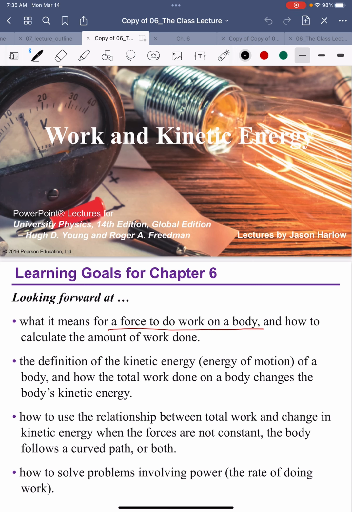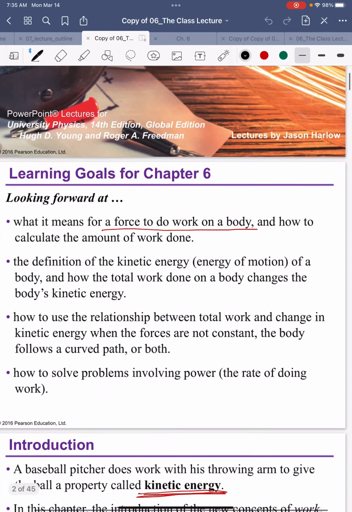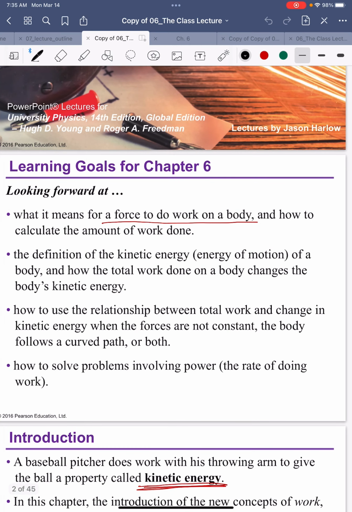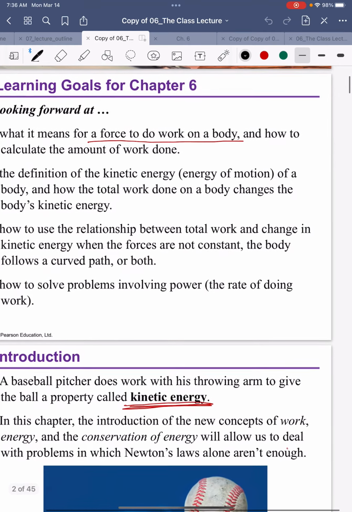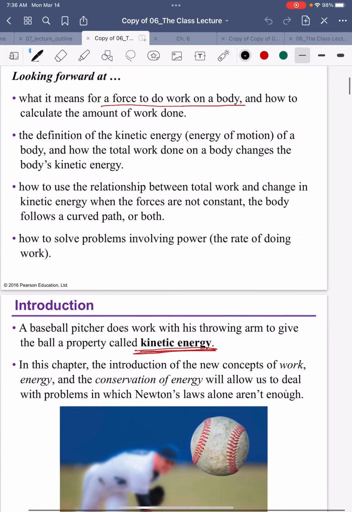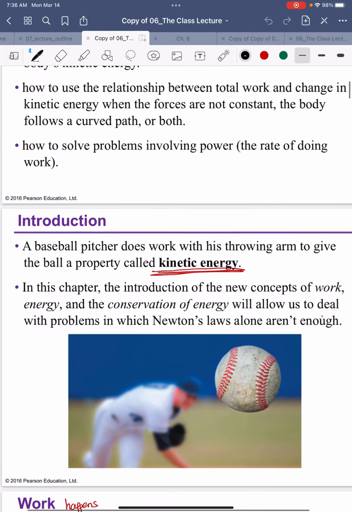We will also introduce the kinetic energy, which is the energy of motion of an object. And we are going to relate the total work done to the kinetic energy of the system. Also, we are going to use the relationship between total work, or the net work, and change in kinetic energy when the forces are not constant and when the object is following a curved path. Finally, we will introduce the concept of power and relate it to the rate of doing work.